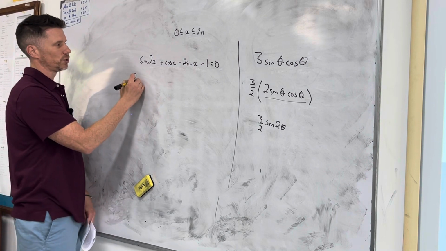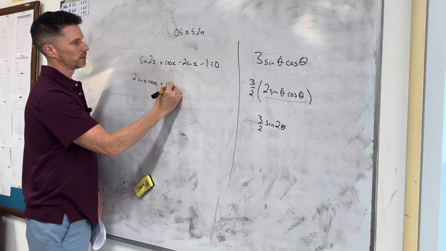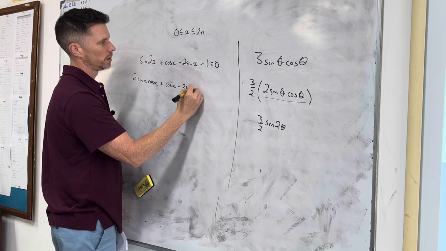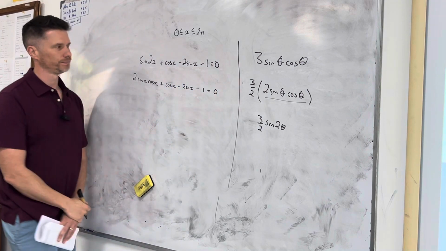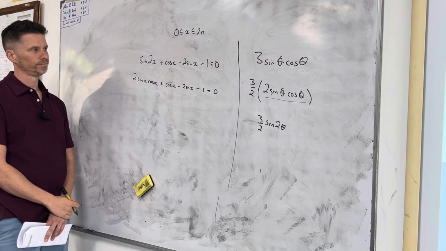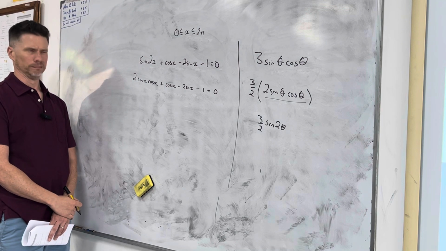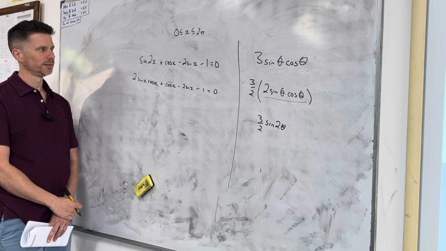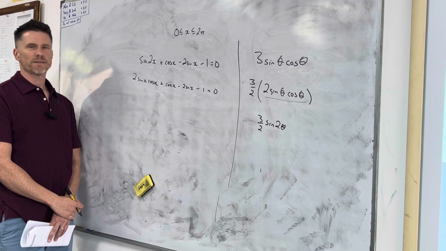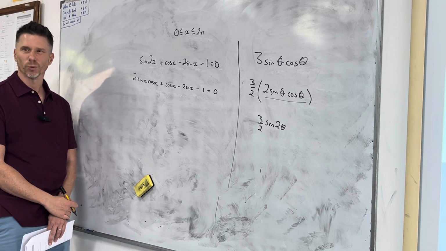All right, 2 sine x cosine x, a good start. Those are good rules. Oh, that's a lot better. Negative 2 sine x minus 1. I'd love to have it all in sine, all in cosine, or all in tan. I'd love to have it all in one of those.